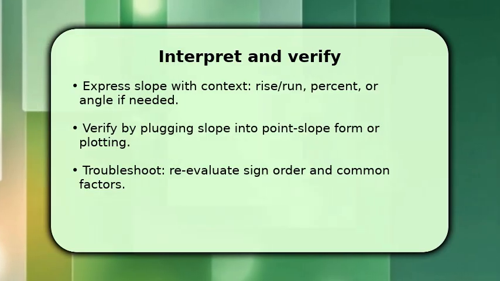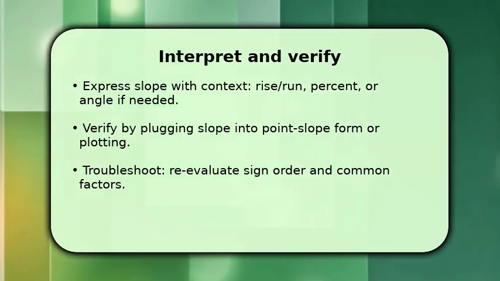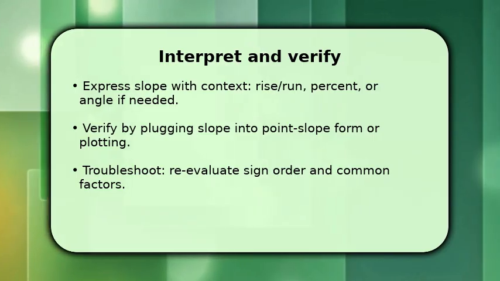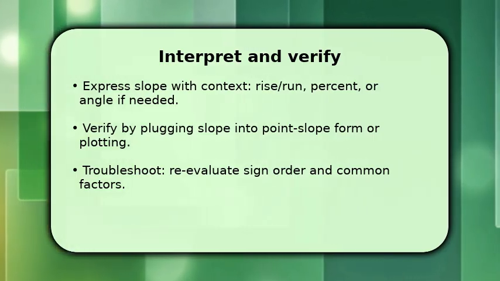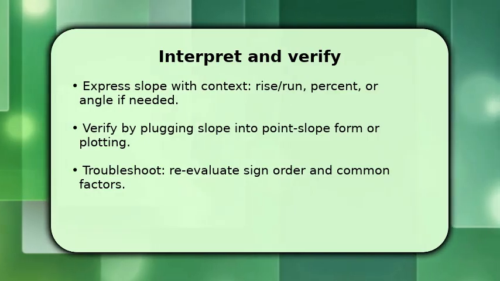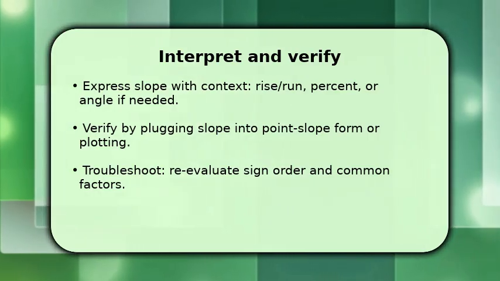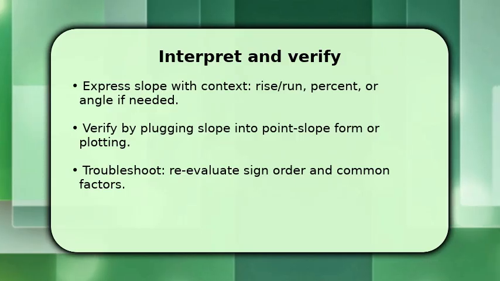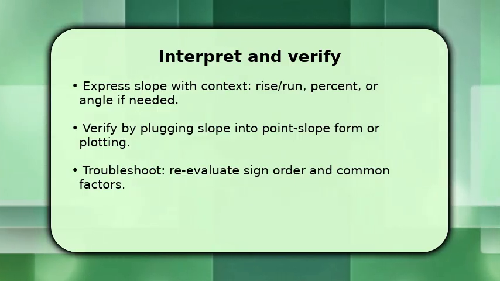Next, verify your result by using point-slope form or plotting one point and applying rise/run to reach the other. This confirms correctness. If things look wrong, re-evaluate subtraction order and check for common factors missed during reduction. Make sure you didn't swap points, because that will flip the sign and give an incorrect slope.